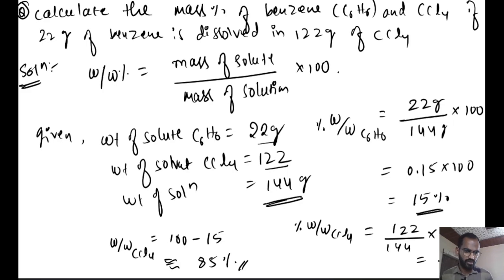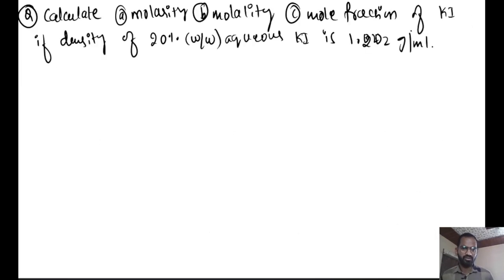This is the first problem I took. So the second one, we'll solve this one also. See what they are asking: we have to calculate the molarity, the molality, and the mole fraction also. They have given a KI solution, and they have given the density. We'll write what is given: a 20 percent weight by weight aqueous solution of KI.